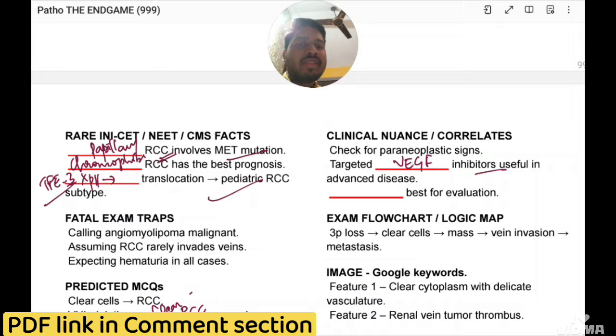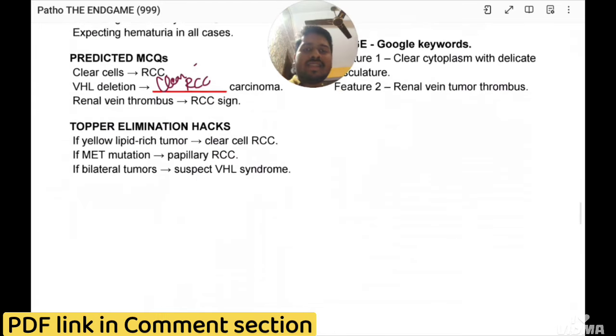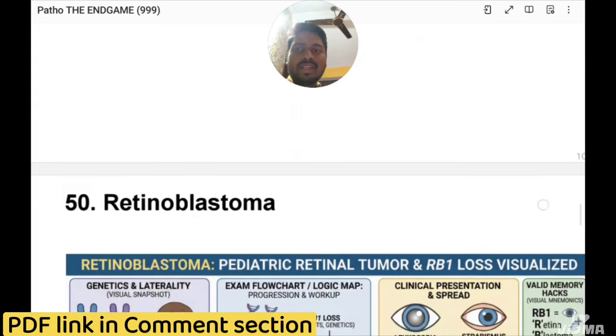Next, targeted inhibitors useful: VEGF inhibitors are useful in advanced disease. In advanced disease we use them. Others we use are TKIs, that is sorafenib and sunitinib. Next, which is best for evaluation? CT abdomen is the best for evaluation. So these are the things you need to know about renal cell carcinoma.